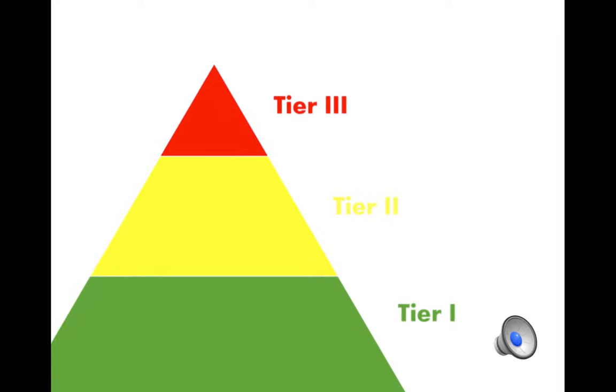The pyramid below shows the 3 tiers students can fall into based on their scores. Next, we are going to discuss the 3 students' scores mentioned earlier in the video and describe how they will each receive quality instruction that is differentiated for them.